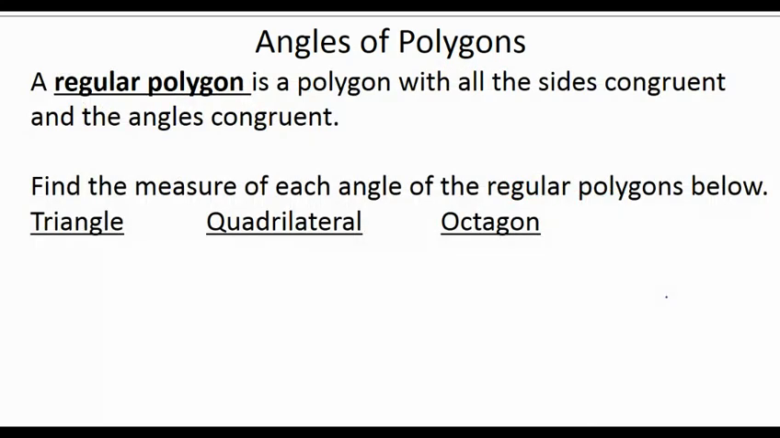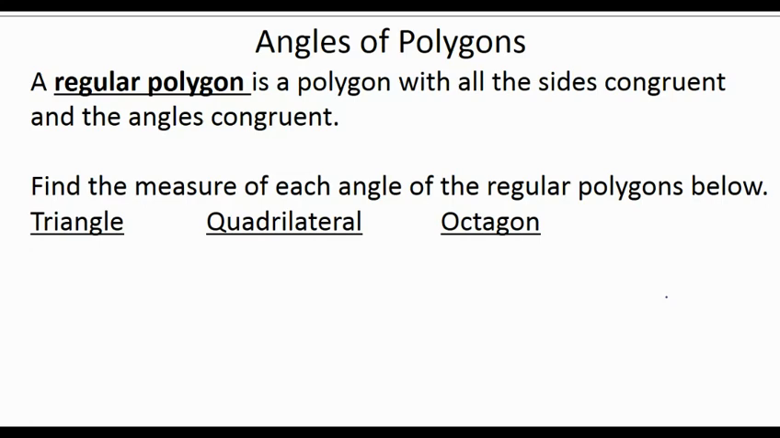So we already gave this definition, but we'll give it again. A regular polygon is a polygon in which all the sides are congruent and all the angles are congruent. So all the sides and all the angles are equal. So let's read this question. It says, find the measure of each angle of the regular polygons below. So it's telling us this is going to be a regular triangle, a regular quadrilateral, a regular octagon.